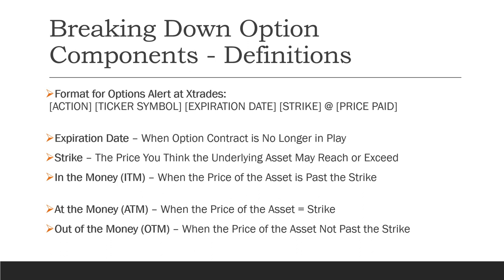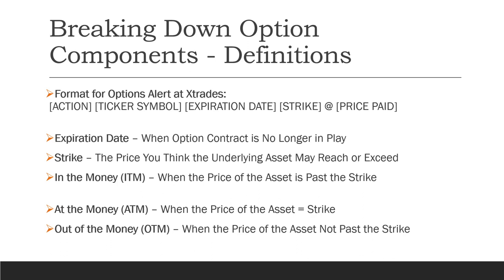In the money, ITM, is when the price of the asset is past the strike. I say past the strike because for calls, we want it to be above, but for puts, we want it to be below. So that's why I put past there. At the money is when the strike is equal to the price of the asset, and out of the money is when the price is not past the strike.